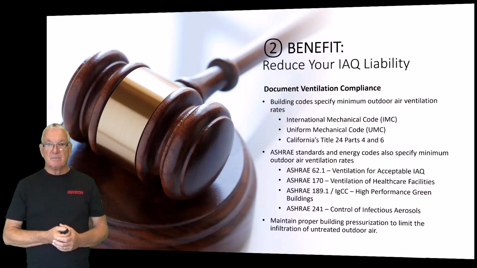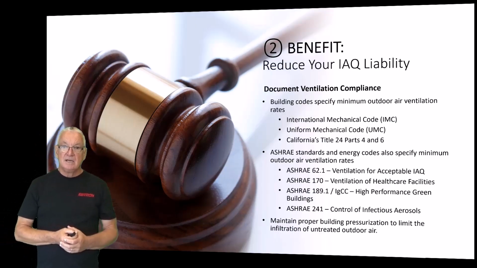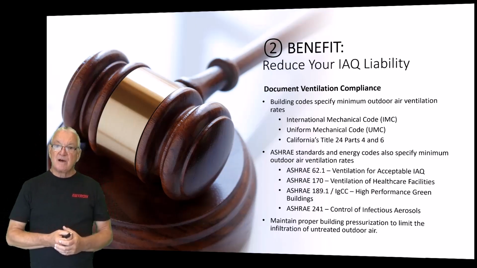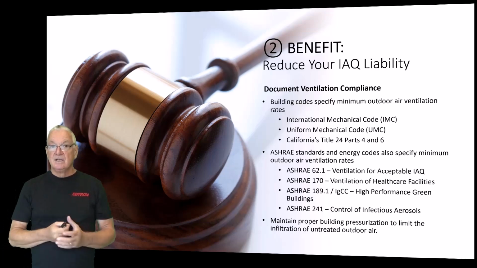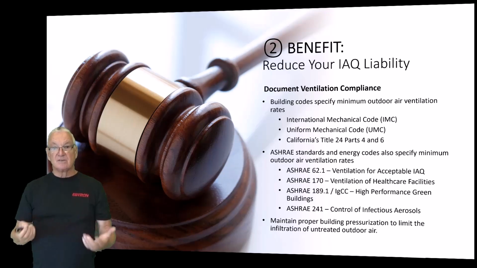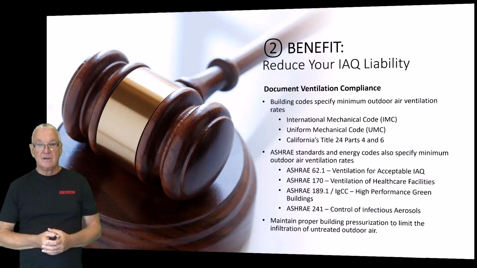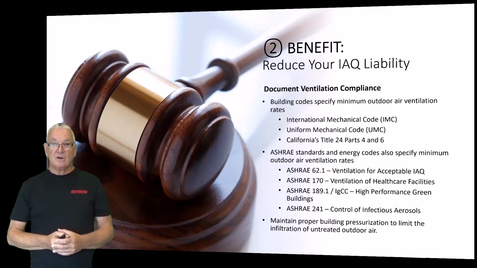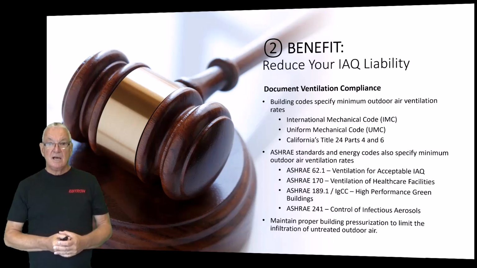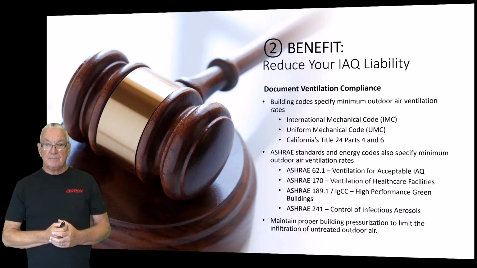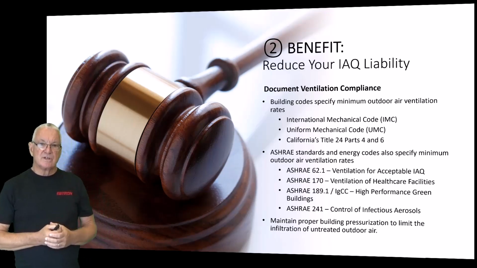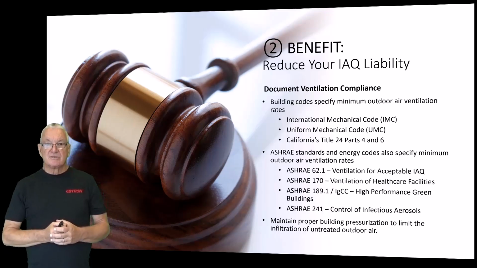Our second benefit is going to be reduce your IAQ liability. Our building codes specify minimum outdoor air ventilation rates, period. It doesn't matter where you are. It doesn't matter if you're running the IMC, the UMC. It doesn't matter if you're in California. It doesn't matter if you have a modified code. They're all based on airflow rates. They're all pretty much driven by ASHRAE standards, with the exception of California, really. And then, of course, there's this pressurization requirement.